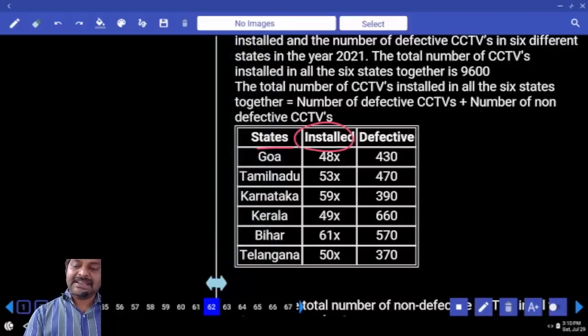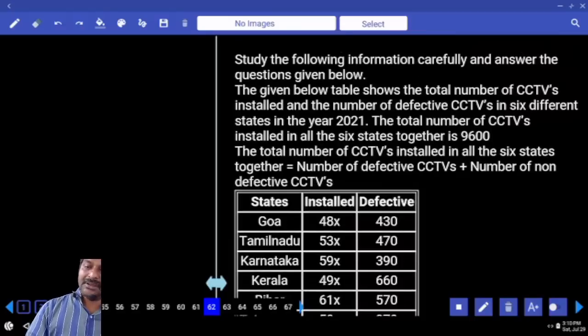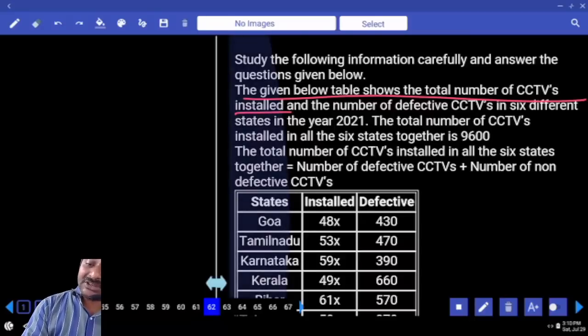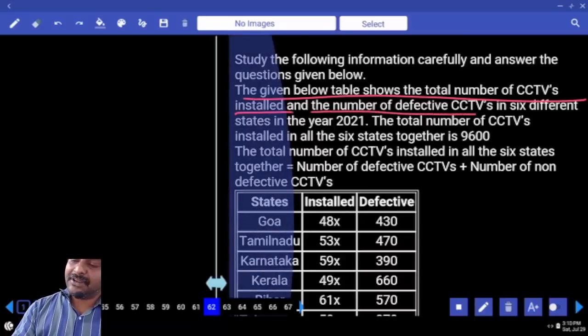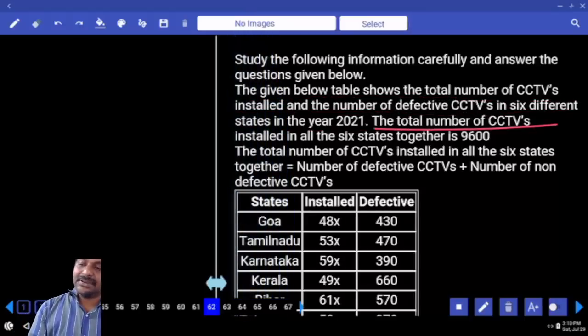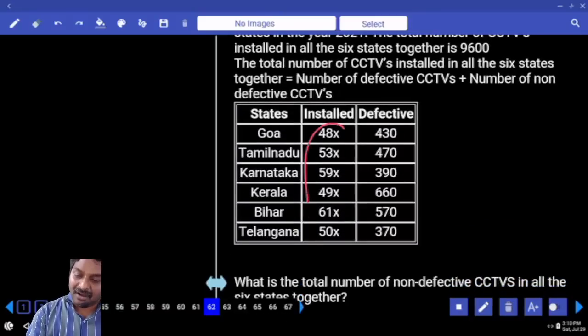States installed and then defective. Okay, now let's see the information. The given below table shows the number of CCTVs installed and the number of defective CCTVs in 6 different states in the year 2021. The total number of CCTVs installed in all 6 states together is 9,600. That means the sum of all these values is equal to 9,600 only. Let's find out what the X value is.